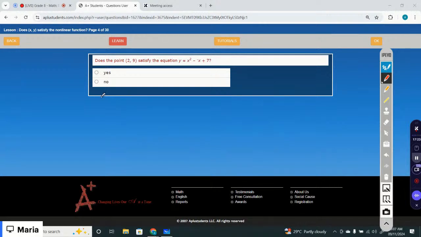Does the point 2, 9 satisfy the equation? So x is 2, y is 9. Replace the variables with the values, right? So 9 equals 4 minus 2 plus 7, that is 13. 9 is not equal to 13. So the correct option is no. The point 2, 9 does not satisfy the equation, so the correct option is no.